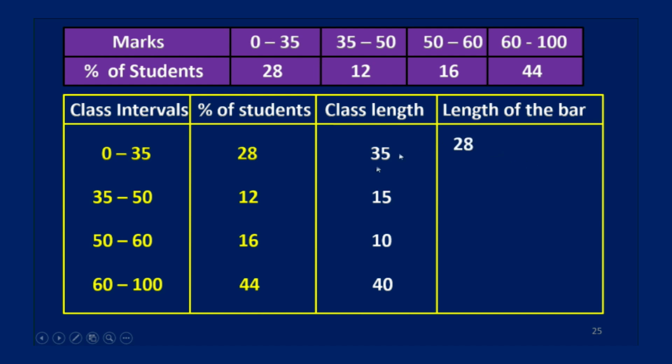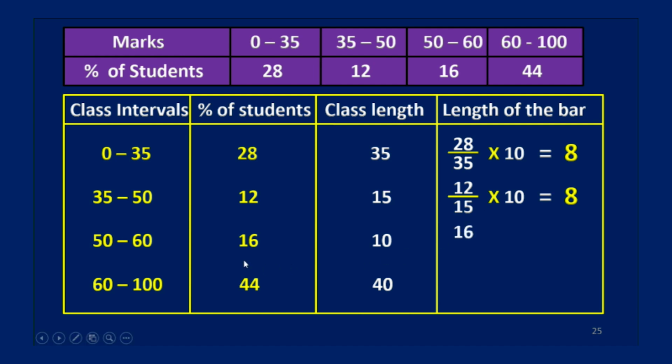First, 28 divided by 35, into what is the least class length here? Yes, it is 10. So 28 by 35 into 10. After cancellation, what you will get? You will get 8. Next, 12 by 15 into 10. 12 by 15 into the least class length, that is 10. After cancellation, you will get 8.